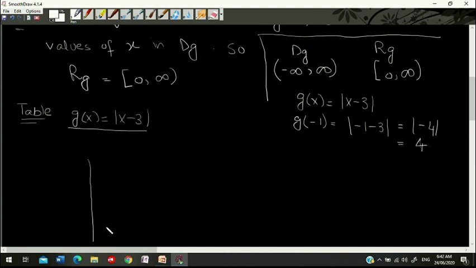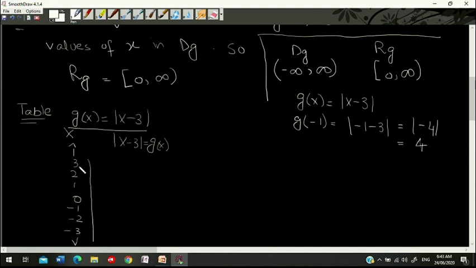is also used as a domain. So what we are doing, 0, 1, 2, 3, then -1, -2, -3. You can take so many other values from positive side as well as from negative side. In fact, these are the values of x, and here we have the corresponding values of g of x.